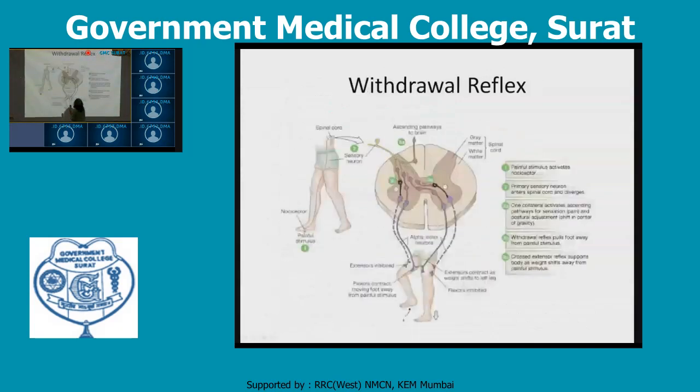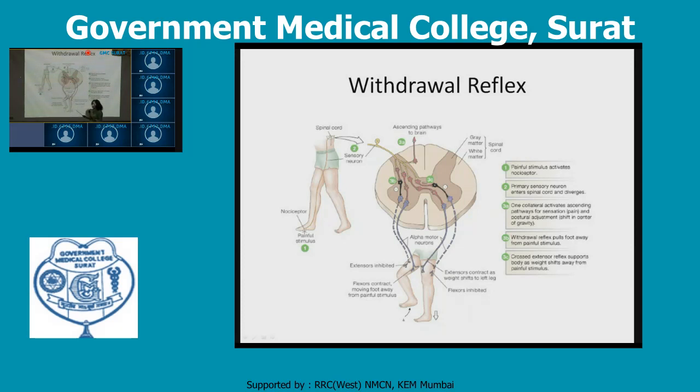Here you can see the withdrawal reflex is a polysynaptic reflex. In this case, multiple synapses are formed through interneurons. Suppose something painful is lying on the ground and your foot goes upon it. What will happen? Immediately you will pull your foot. With the pulling of your foot, there is flexion of one limb, whereas there is extension of the other limb.